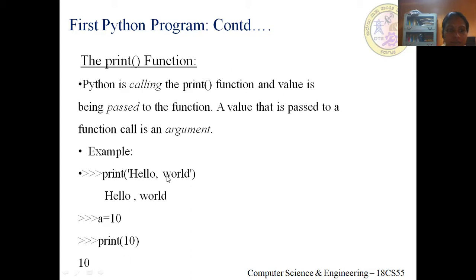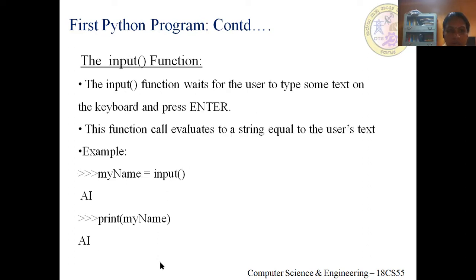So print hello world. Look here, hello world is a string. We are passing an argument hello world to the function print. So what happens? Hello world will be displayed at the interactive shell prompt. Next, I'll be assigning a variable a is equal to 10 and I'll be printing print 10, or you can also take print a. So it will be displaying the value of a at the prompt.